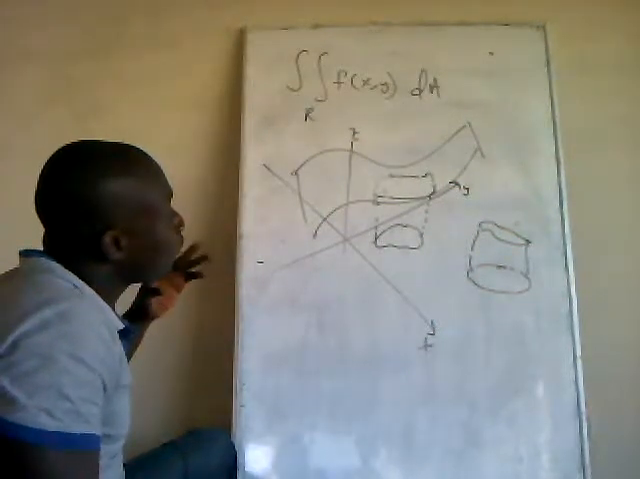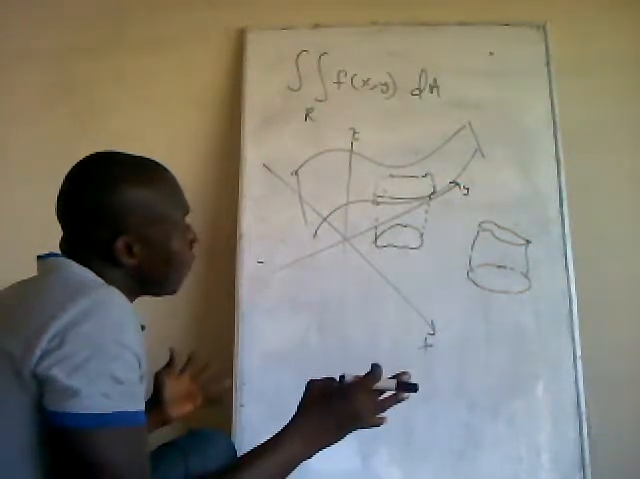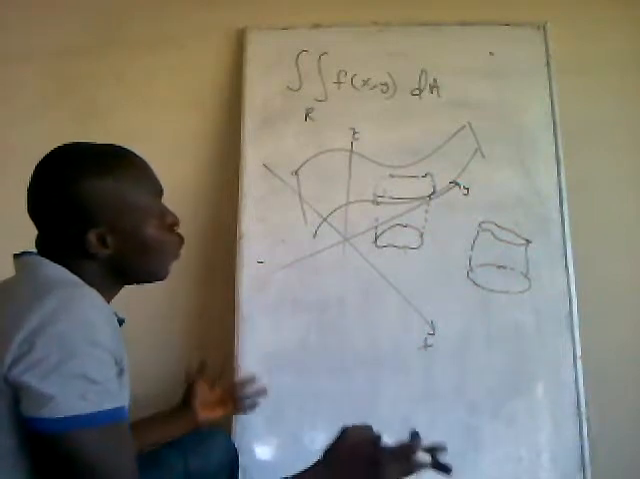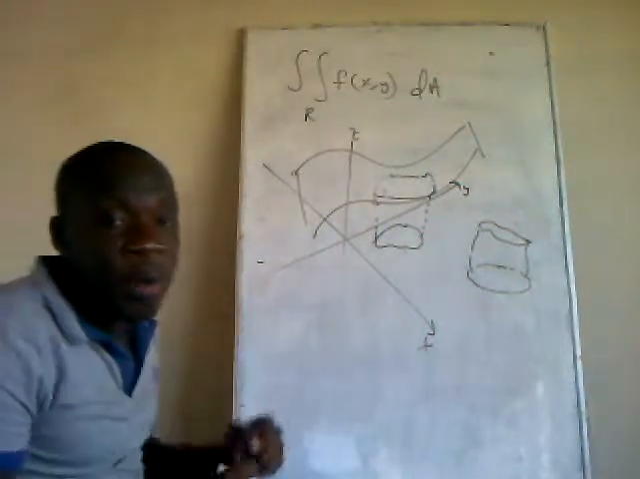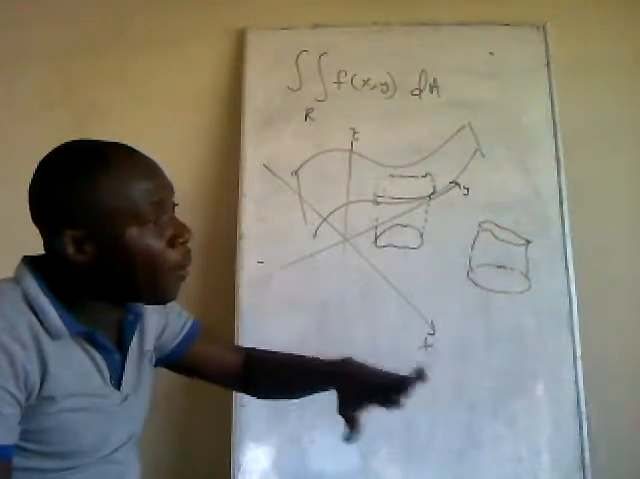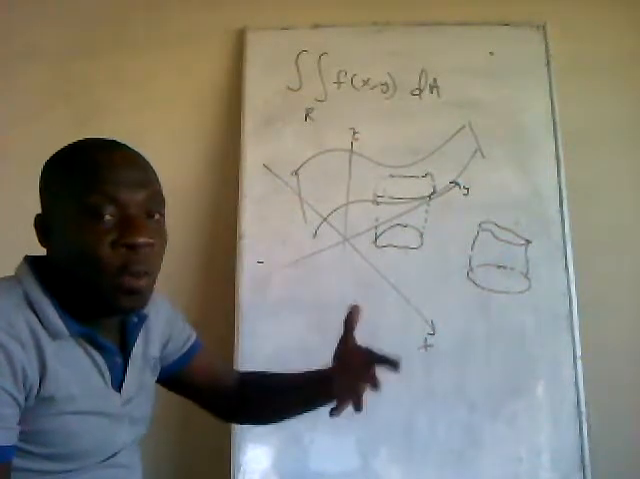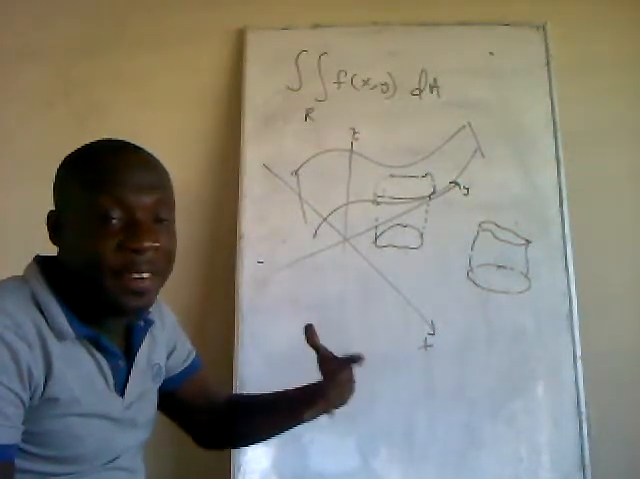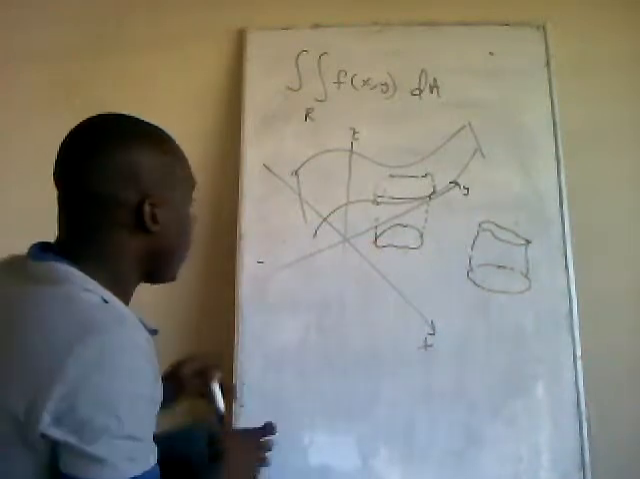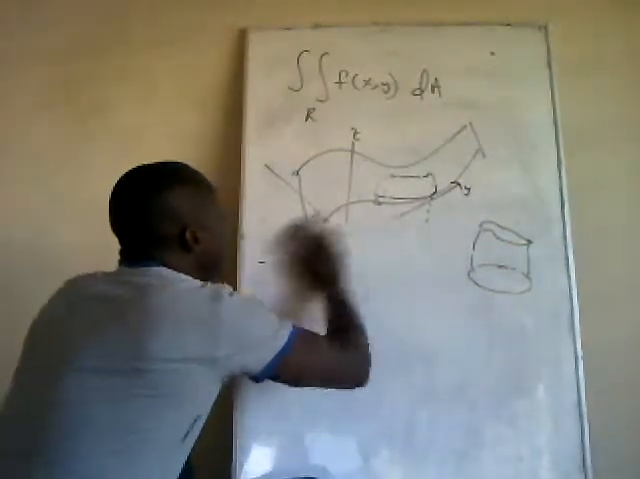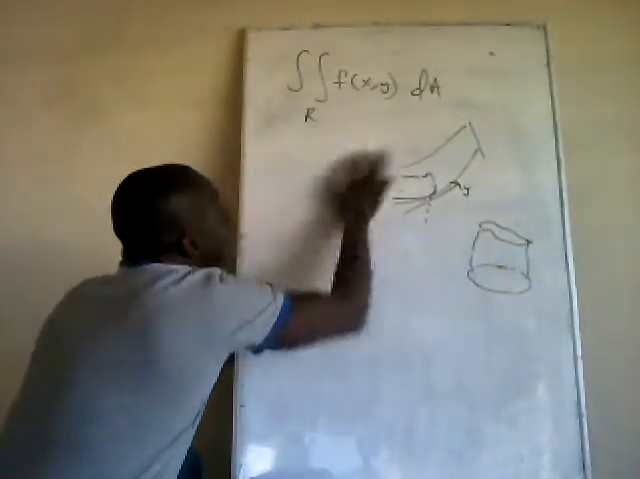Now we have two types, or let me say, I'll break it down into two types. We have double integral over a rectangular region and double integral over a general region. We will first look at double integral over a rectangular region.